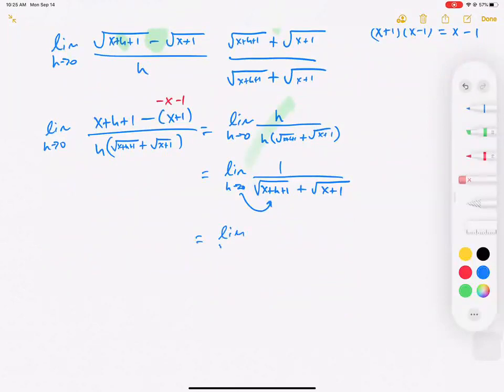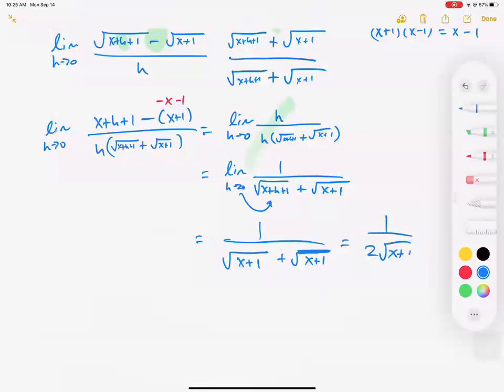Don't write limit anymore. If you write limit, you've got to write the point. Square root of x plus 1 plus square root of x plus 1. Since these are the same square roots, we have 1 over 2 square root of x plus 1.